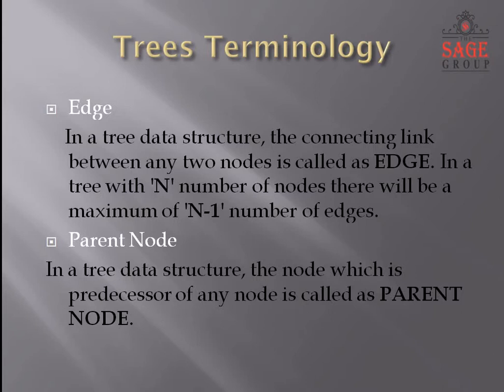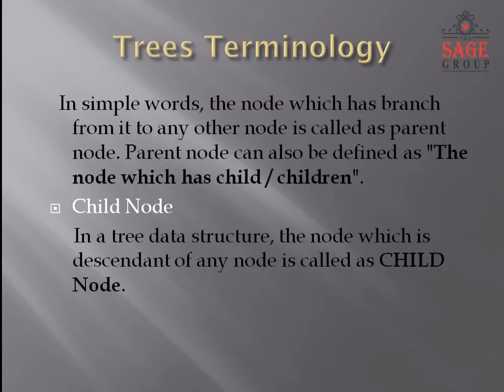Then let us come to the parent node. In a tree data structure, the node which is the predecessor of any node is called the parent node. If a particular node is a predecessor of any node, then it is called the parent of that node. In simple words, the node which has branched to any other node is called the parent node. A parent node can also be defined as the node which has one child or more than one child.